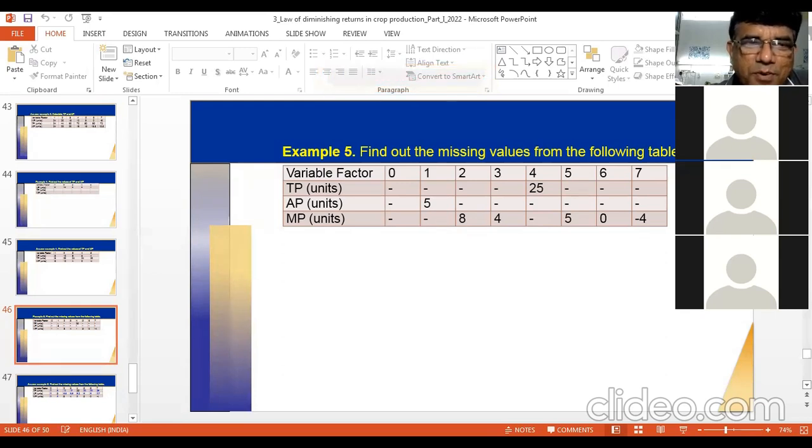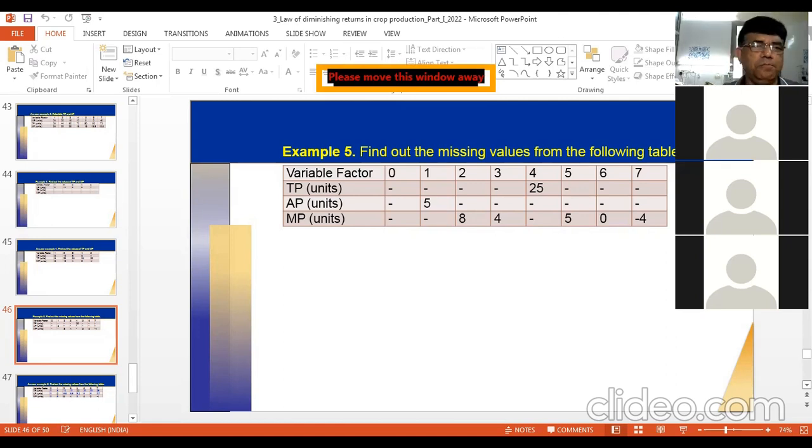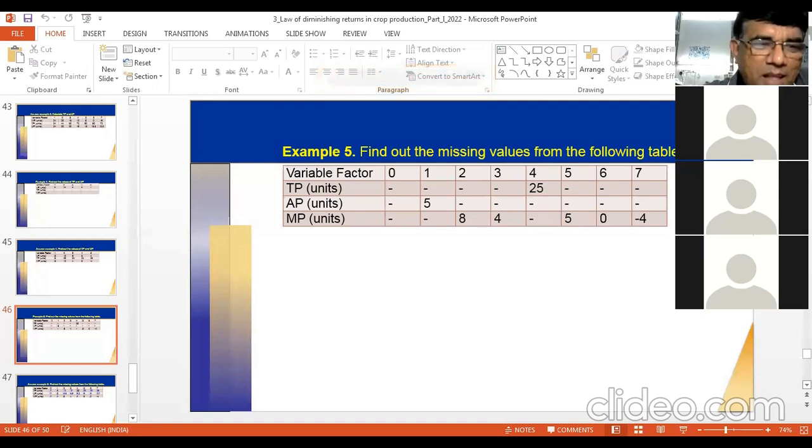You have 3-4 minutes. Whenever you finish, you tell me. So variable factor from 0 to 7, and there are many blank spaces, and you need to fill up these blank spaces. Sir, should we do this now or is it homework? Now, I am testing your brains. This is your test, dear. All should do it.